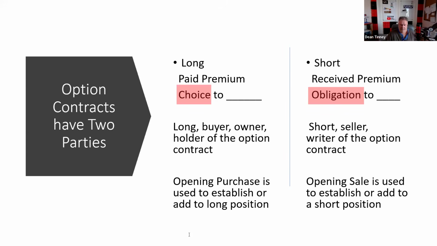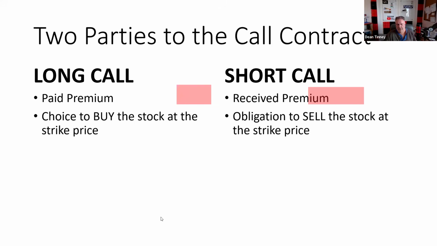From the casino's perspective, my opening purchase is their opening sale. My closing purchase or my closing sales, their closing purchase, right? So types of orders are pretty testable. So the first one we're going to be talking about is the call contract.